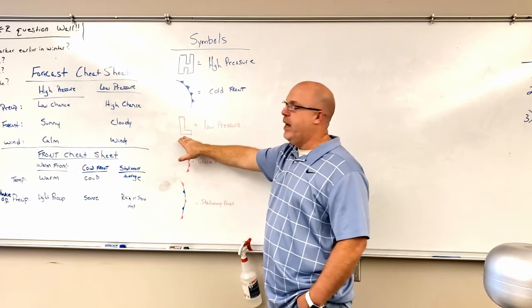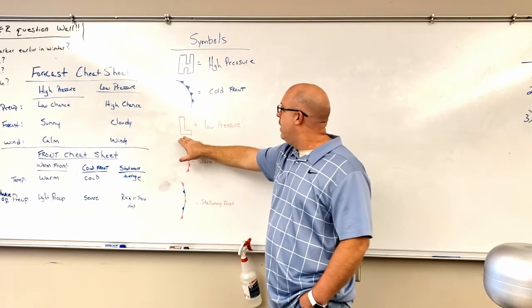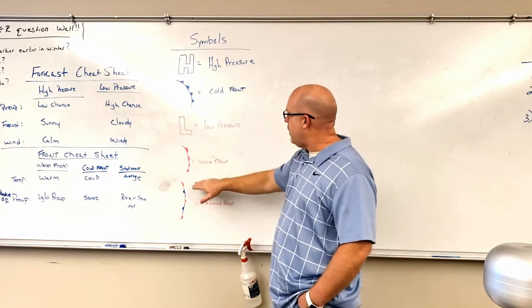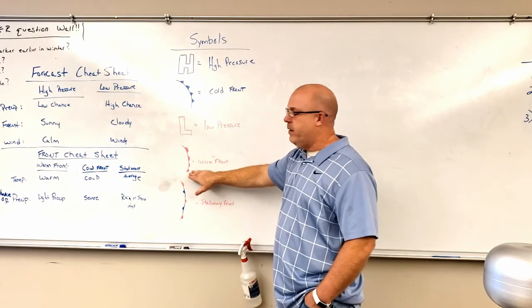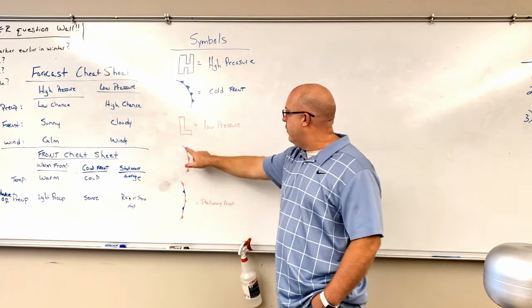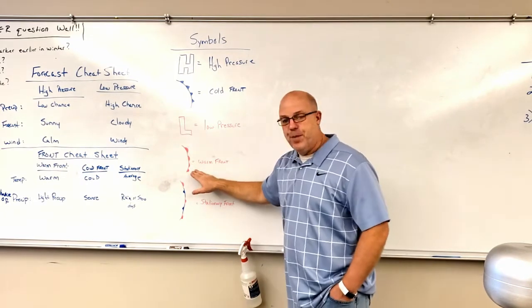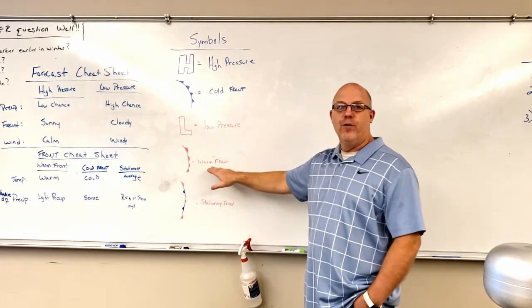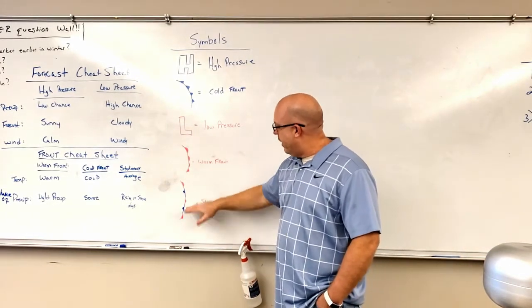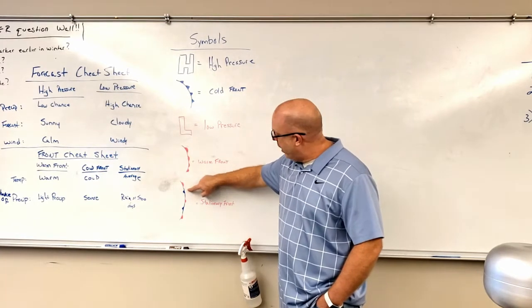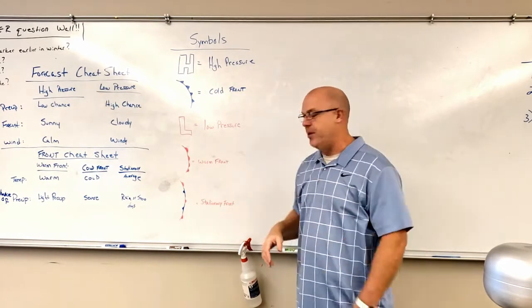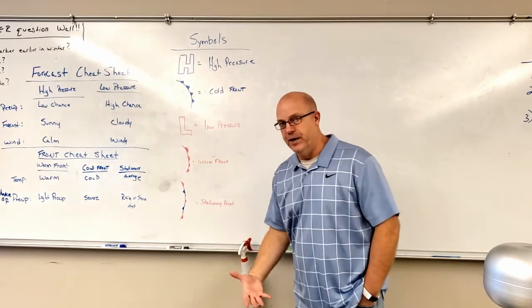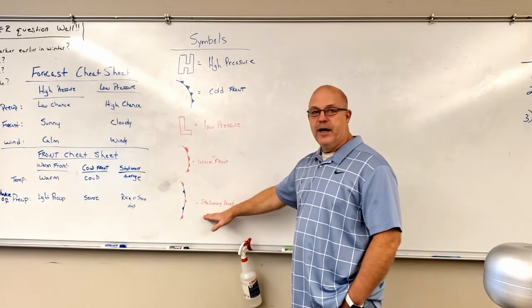If you see a red L on the map, that stands for low pressure. If you see a red line on the map that has little bumps on it, those bumps stand for what direction the warm air is moving, and that is a warm front. And last but not least, if you see the line that has the red and blue facing opposite directions, that is a stationary front. That means the air is not moving, and you identify it as that.